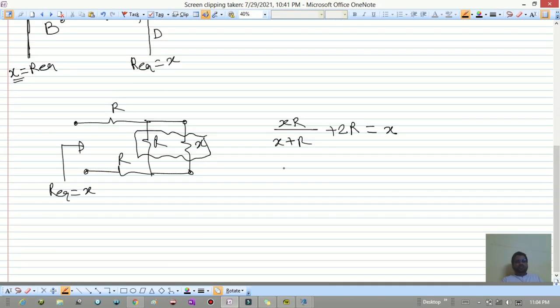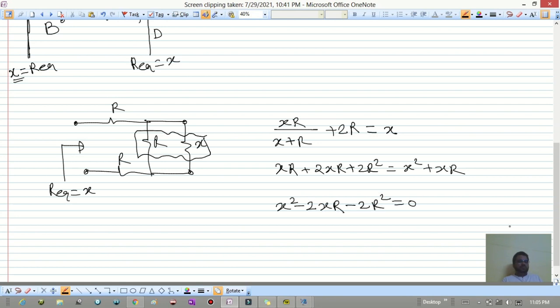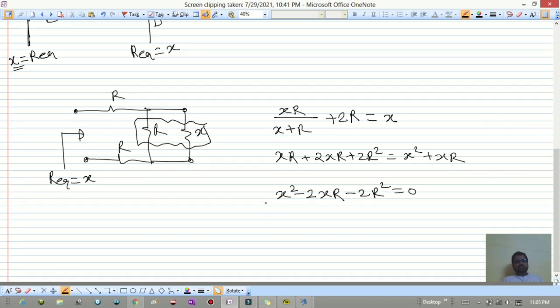Now if you just cross multiply and solve, it is XR plus 2XR plus 2R squared is equal to X squared plus XR. Now take this 2XR this side, that is 3XR this side. So it will become X squared minus 2XR minus 2R squared must be equal to 0.